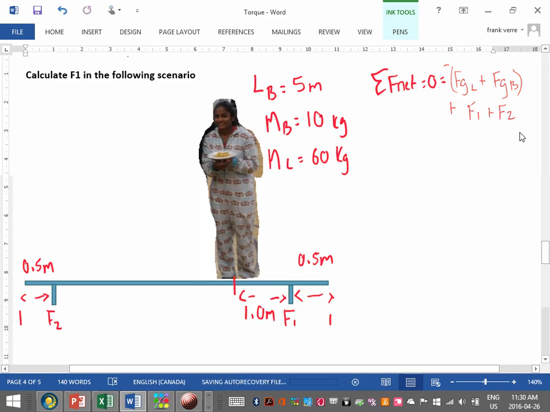So the weight, we would imagine that the weight of the beam and the girl, plus the F1 and F2 should equal to 0, right? Because there's no net force. The other thing that's true is there is no net torque. So there's no rotation in this system, okay?